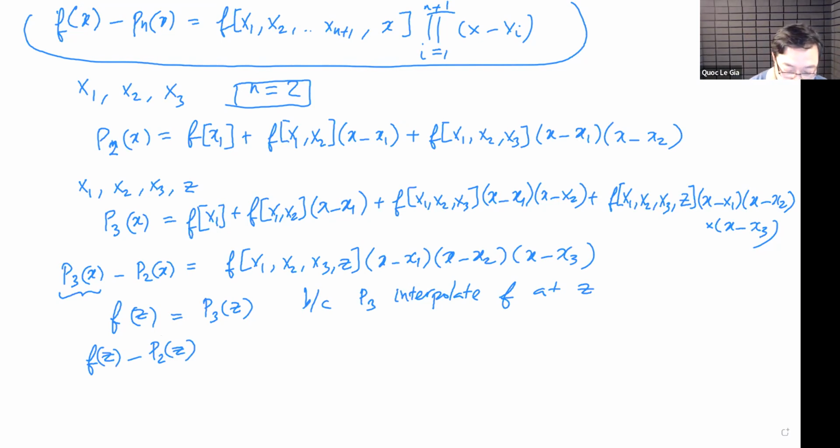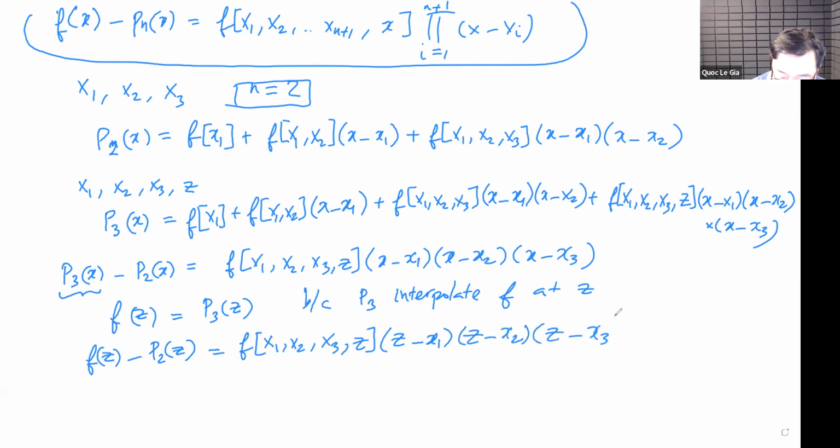So f of z minus p2 of z, right? Now, if you rewrite this, then you see that the equation will become x1, x2, x3, z, right? Nothing changed here. But now the x become the z. So z minus x1, z minus x2, z minus x3. So you see that it takes the form of the very first line.